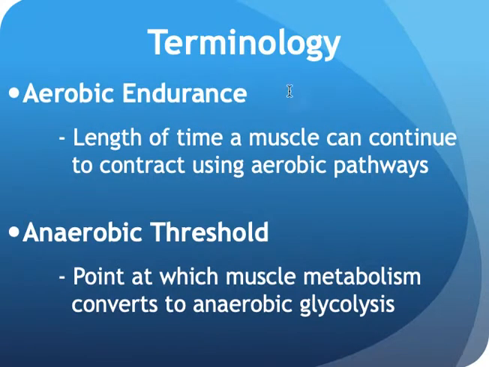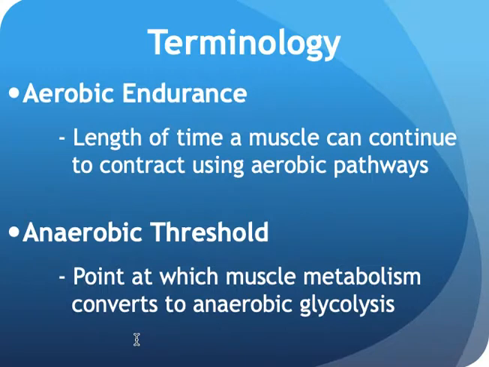So now we get a few more little terminology things. We get aerobic endurance. This is the length of time a muscle can continue to contract using these aerobic pathways. And again, you can increase your aerobic endurance with training. And then we have this anaerobic threshold, and this is the point at which muscle metabolism converts to anaerobic glycolysis. And again, this is going to be based on intensity or heart rate.